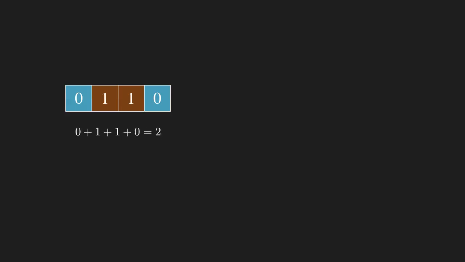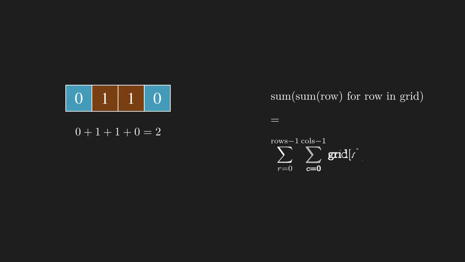The expression sum(row) for row in grid evaluates one row at a time. Because every entry is either 0 or 1, summing a row counts its remaining land cells. The outer sum then adds these row totals. Algebraically, the answer equals the sum over R from 0 to rows - 1 of the sum over C from 0 to columns - 1 of grid[R][C].